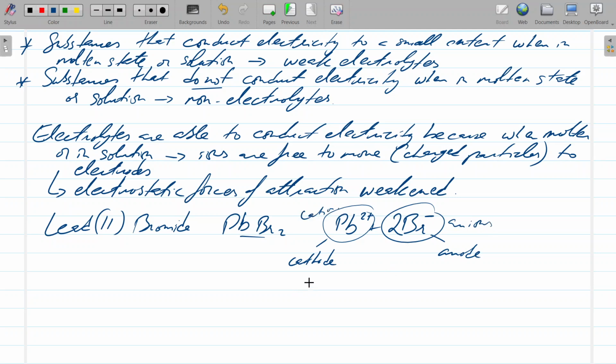And so what you will notice at the cathode is lead, molten lead will start to deposit. Why molten lead? Because you are using molten lead bromide. So molten lead collects at the cathode, and bromine gas, bromine vapor, is seen at the anode.